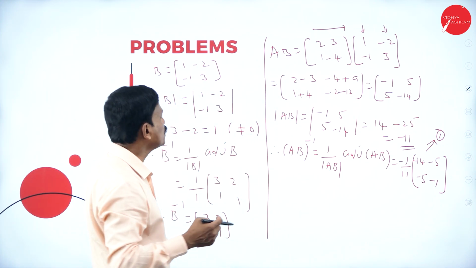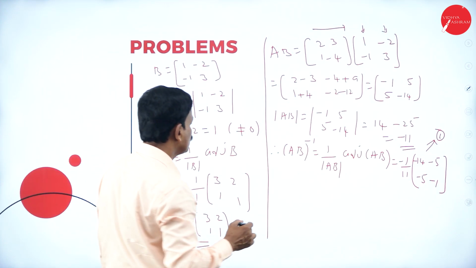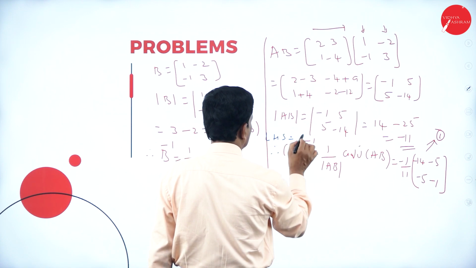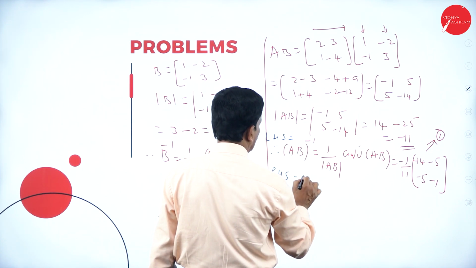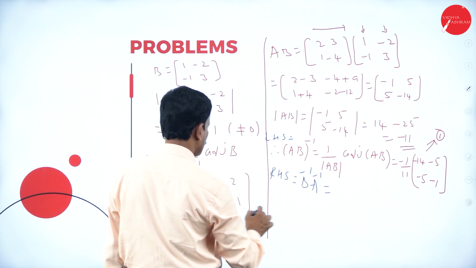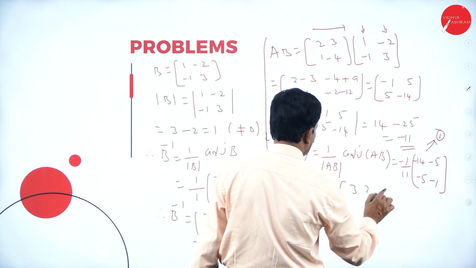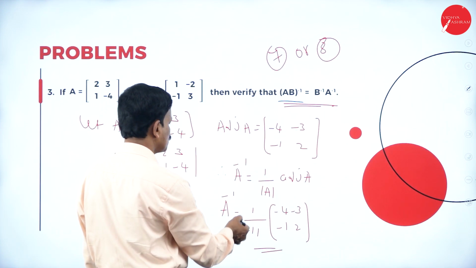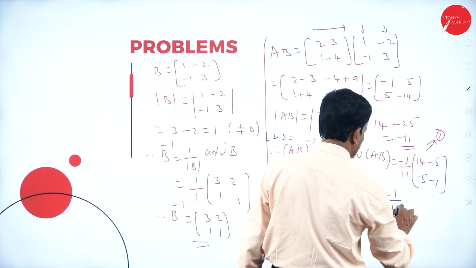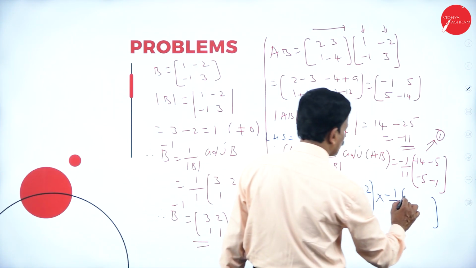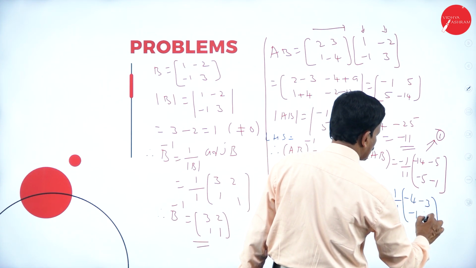Now, on the other hand, let us find B inverse A inverse. This is the LHS. Write down the RHS. RHS is nothing but B inverse into A inverse. B inverse is [3, 2; 1, 1] into A inverse, which is equal to minus 1 over 11 times [-4, -3; -1, 2].